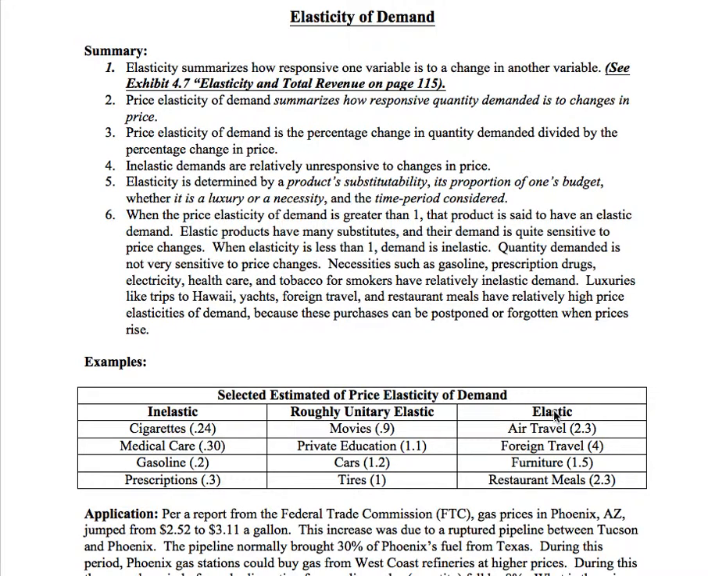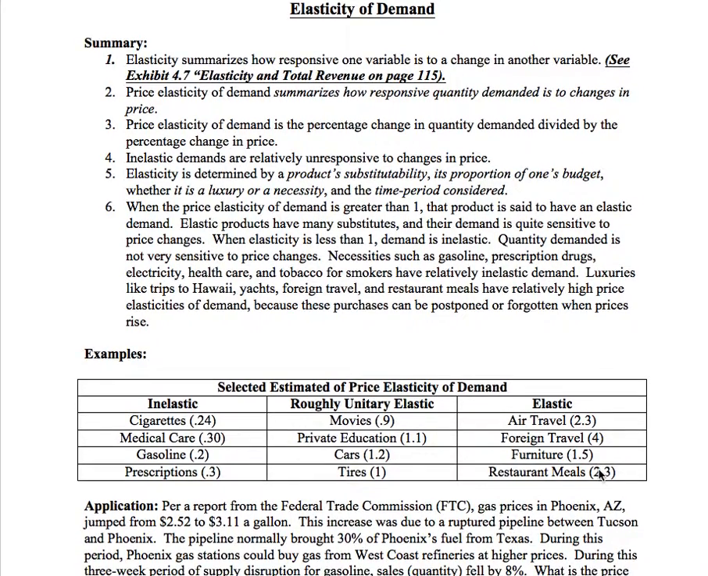If we go over here to elastic, we can see air travel, foreign travel, furniture, and restaurant meals are highly elastic. And of course, we know the consequences of that, as I explained, i.e., on air travel, if we keep on increasing the price of airline tickets, guess what's going to happen to total revenues of the air industry? They're going to go down.